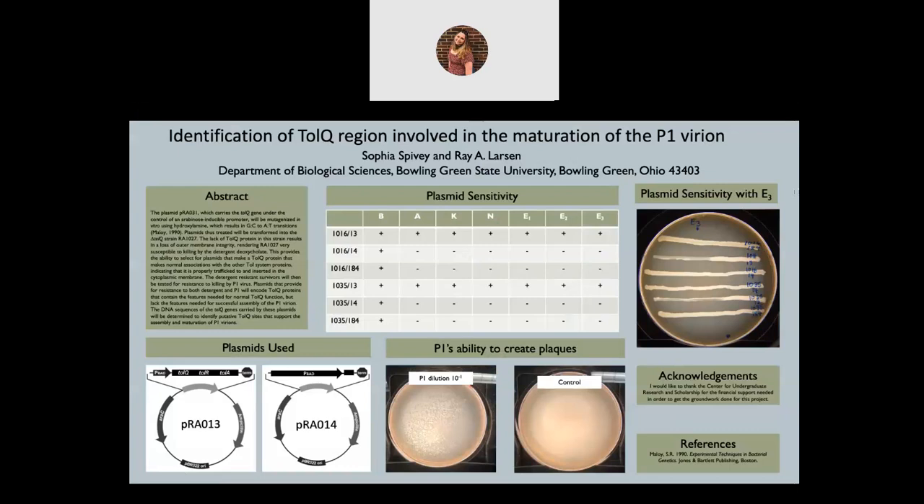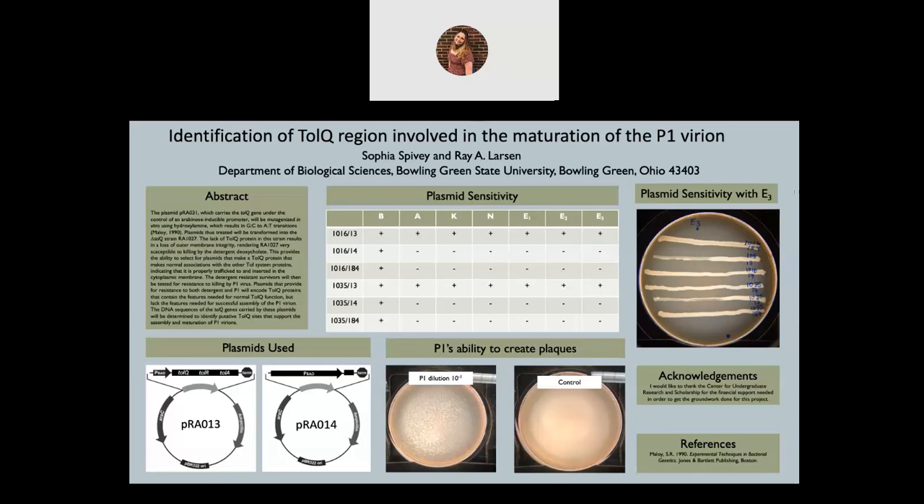RA1027. The lack of the TolQ protein in this strain results in a loss of the outer membrane integrity, rendering RA1027 very susceptible to killing by the detergent deoxycholate. This provides the ability to select for plasmids that make a TolQ protein that makes normal associations with other Tol system proteins, indicating that it is properly trafficked to and inserted in the cytoplasmic membrane.